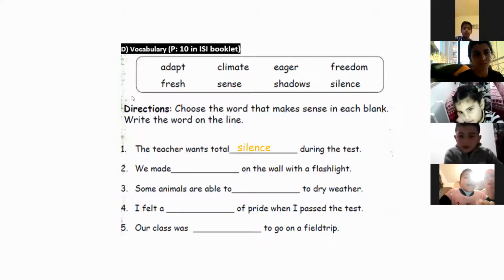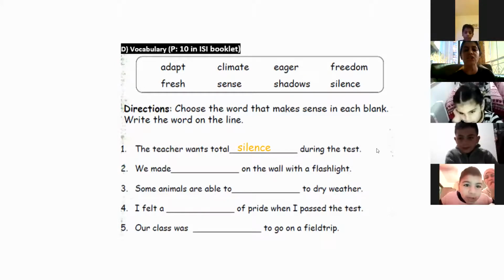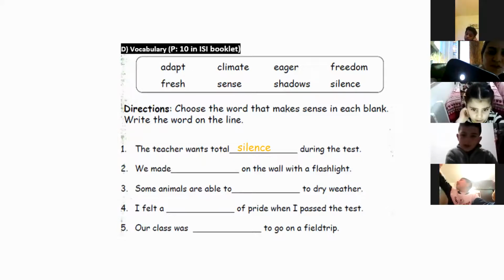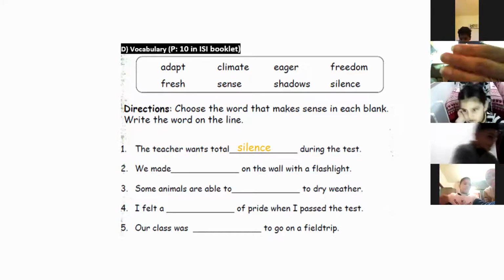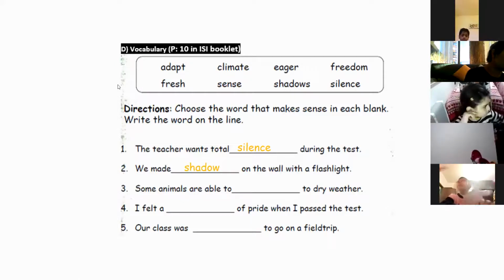We made a shadow on the wall with a flashlight. So when we block the light, we make a shadow. Bravo, Ali. Number three, Mahmoud. Thank you, Ali.